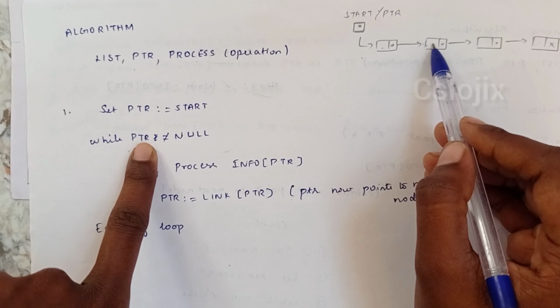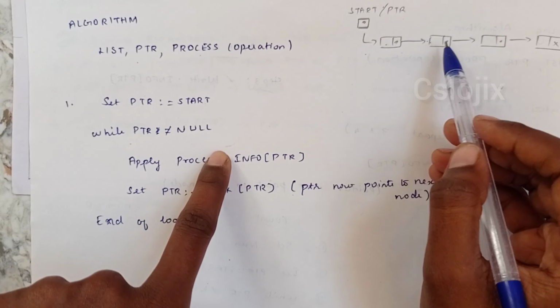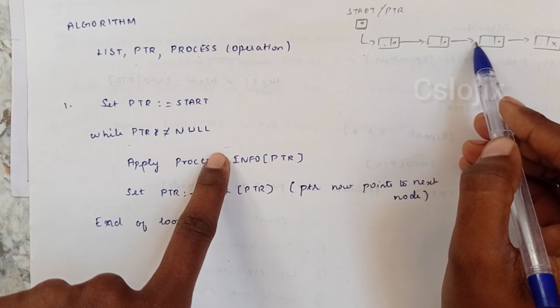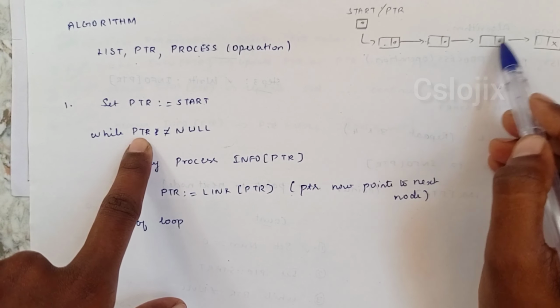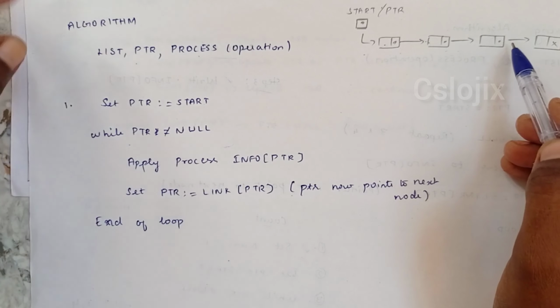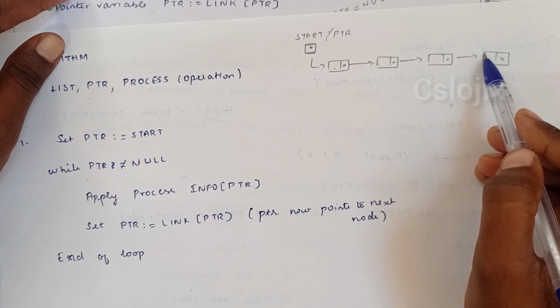It is not null, so it will move to these two steps, and it will process and update. Again, check whether the pointer is null or not null. So it will process this one also. Again it will move to the information, so the information is processed.